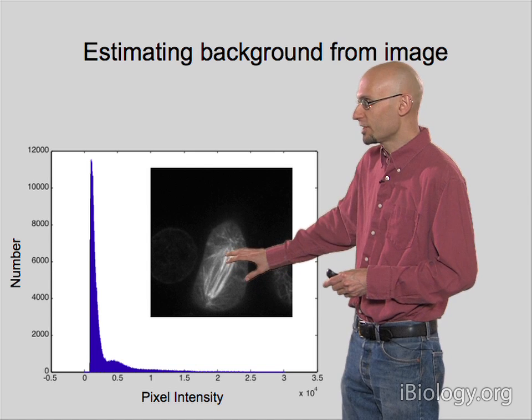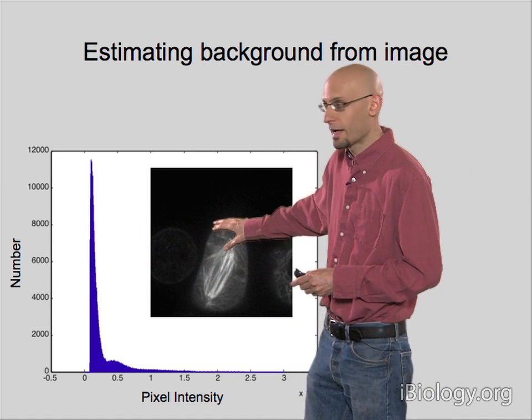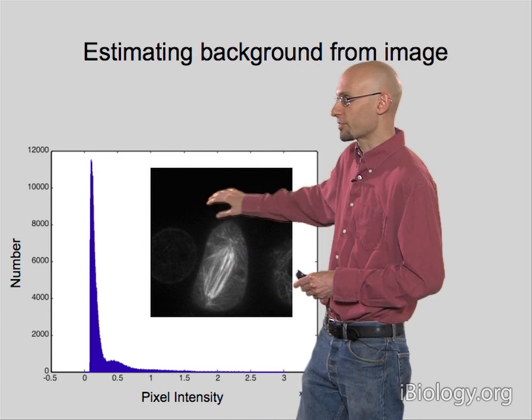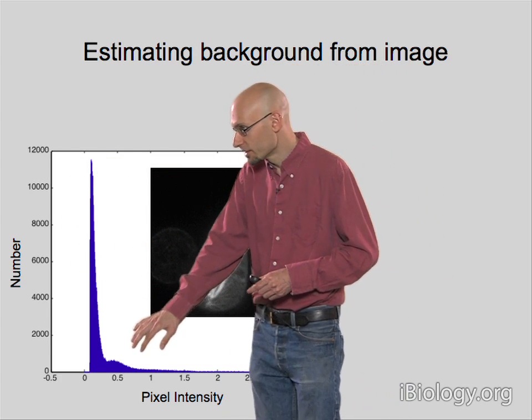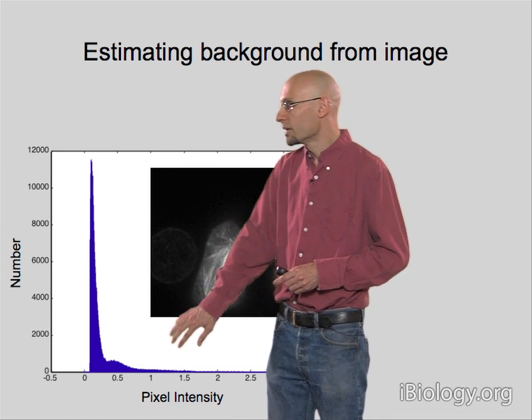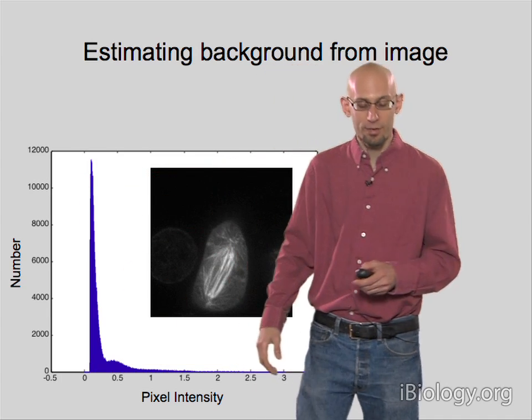This image, you can see, is mostly background. It's mostly this dark background. So the histogram is dominated by this huge peak here, which represents all the background pixels. Then the cells are this sort of tail on the histogram and this little bump right down here. But since most of this image is background, it's pretty easy to figure out what that background value is.